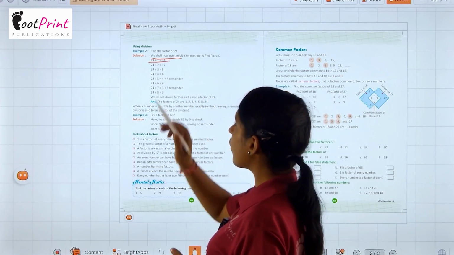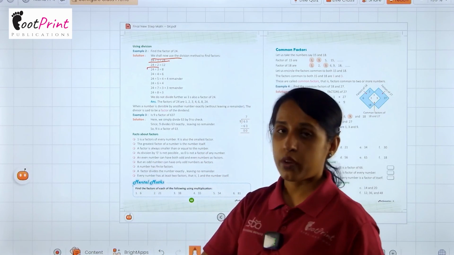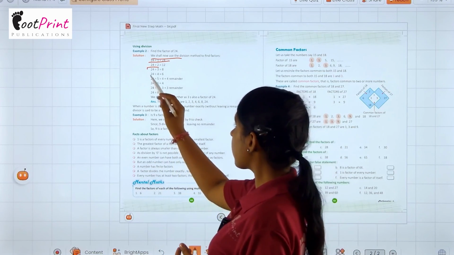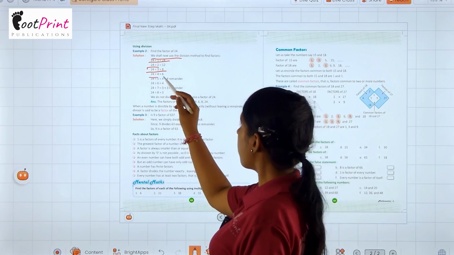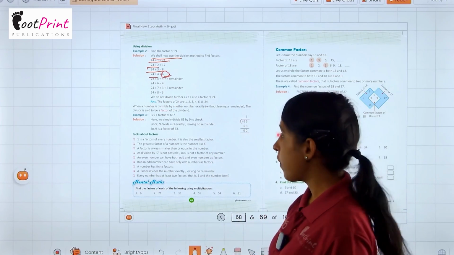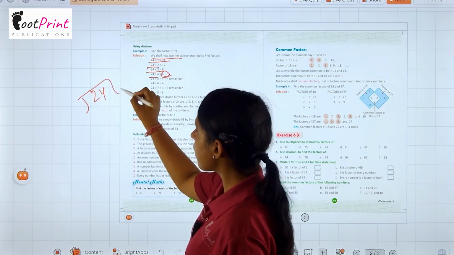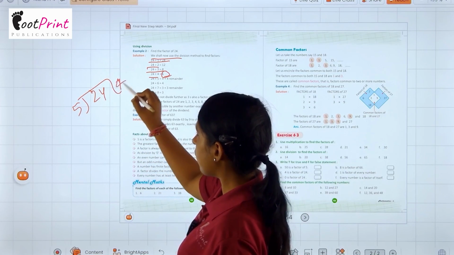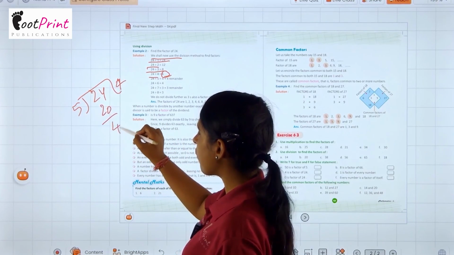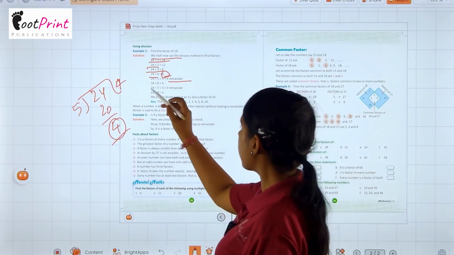So 24 को divide करेंगे 1 से, so 24, then 24 divided by 2, the answer will be 12. Just like that, divided by 3, that is 8, divided by 4, and the answer will be 6. When we divide by 5, 5 does not divide 24 exactly, because 5 4s are 20 and there 4 will be the remainder. So we can write like that.